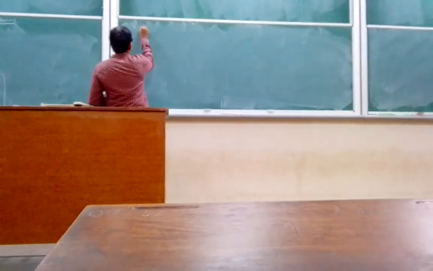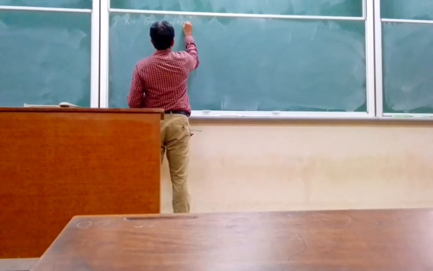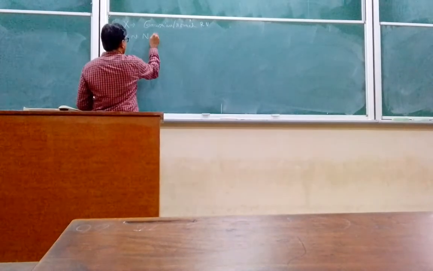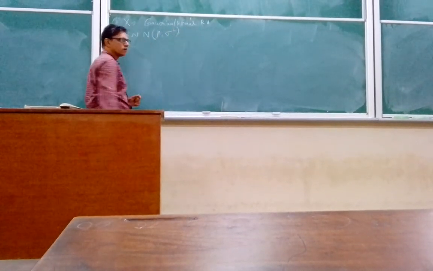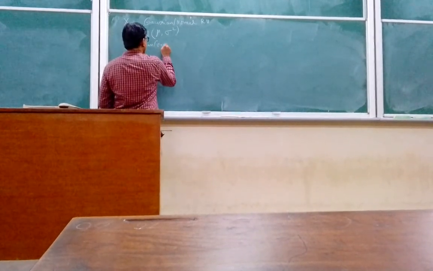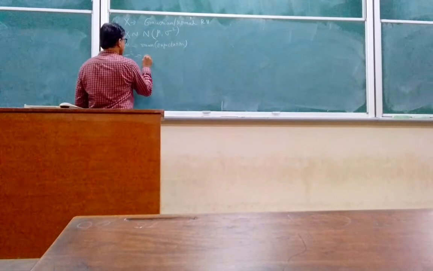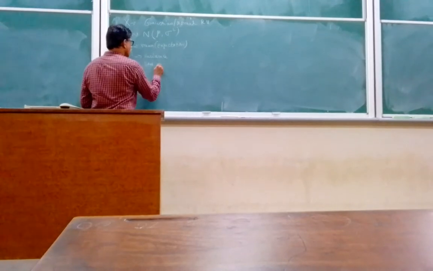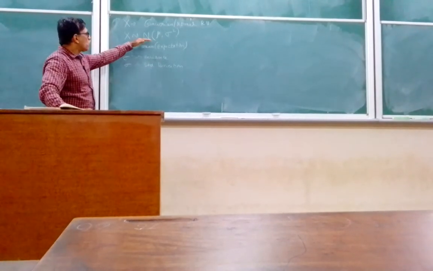First, let X be a Gaussian or normal random variable. So how do we denote it? X is N of mu and sigma squared, where mu is interpreted as the mean or expectation, sigma squared is the variance, and sigma is the standard deviation. So you have to be very careful when you are given this kind of notation.